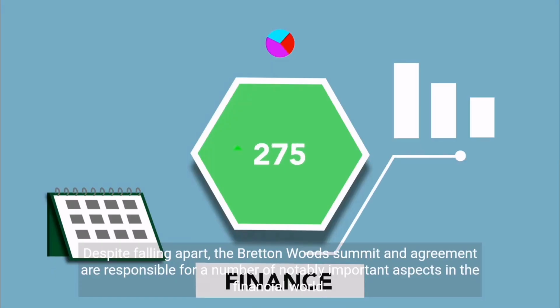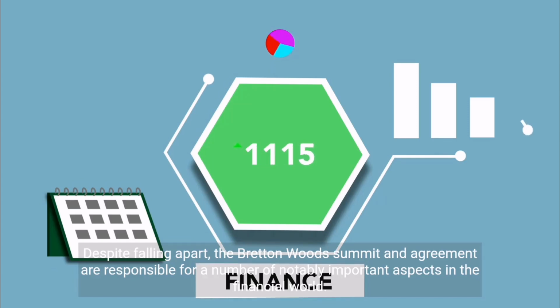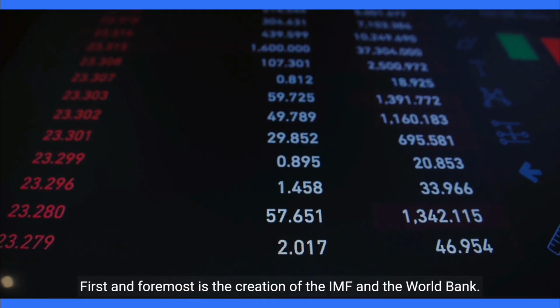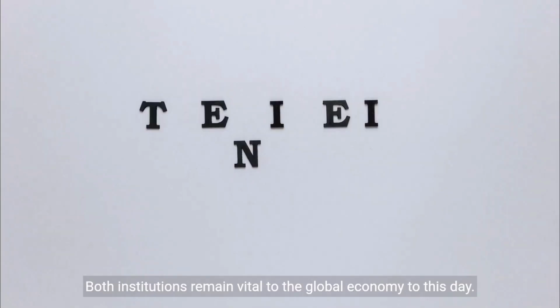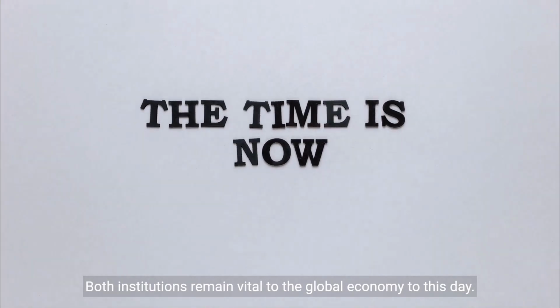Despite falling apart, the Bretton Woods Summit and Agreement are responsible for a number of notably important aspects in the financial world. First and foremost is the creation of the IMF and the World Bank. Both institutions remain vital to the global economy to this day.